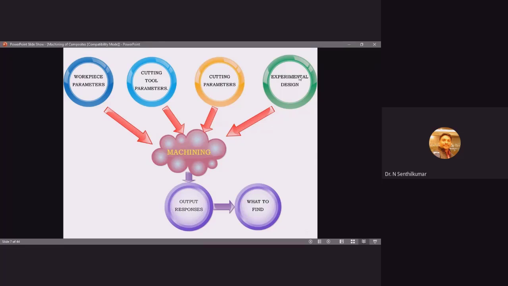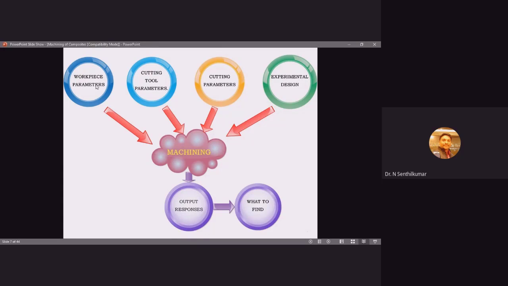So during the machining process, we have different input parameters: the workpiece parameters, cutting tool parameters, cutting parameters, and experimental design. In machining, the workpiece that you are going to select will be of much importance, whether we select a lightweight alloy, a composite, high strength materials, or die steel. So there are different materials that we can select as a base material.